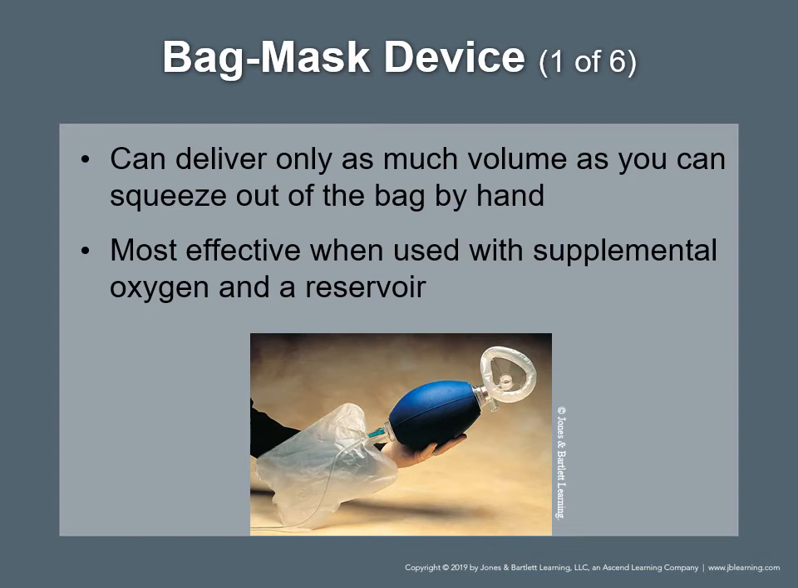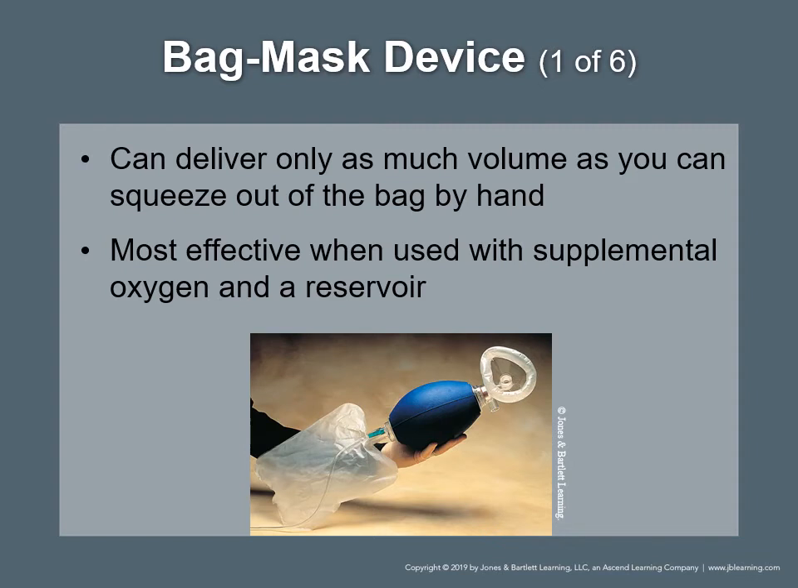It takes 2 rescuers to use a bag mask device on a trauma patient unless an advanced airway has already been inserted. Practice on ventilation mannequins several times before using a bag mask device on the patient. Most effective when used with supplemental oxygen in a reservoir. Depending on the patient's LOC, you should use an oral or nasal airway adjunct in conjunction. You should not use this on any patient who is intolerant of its use.